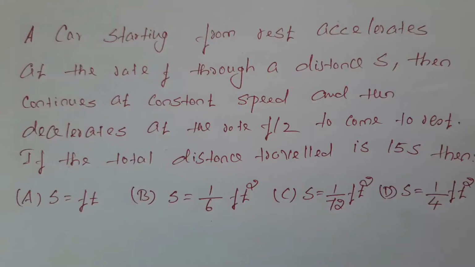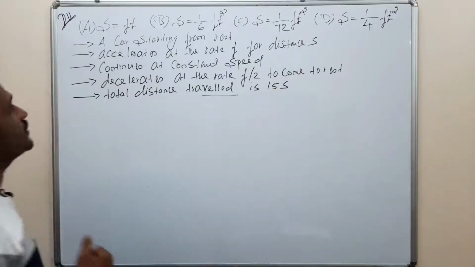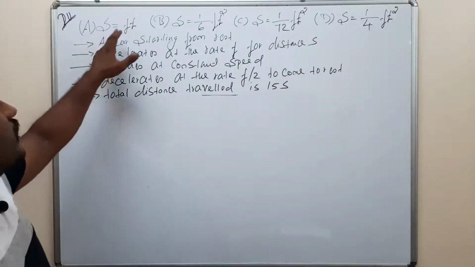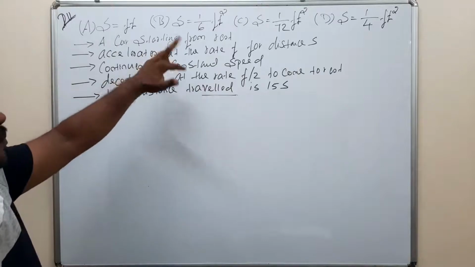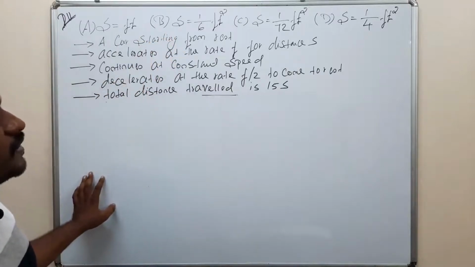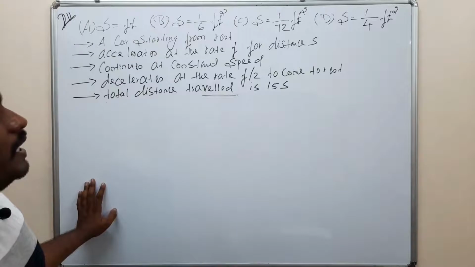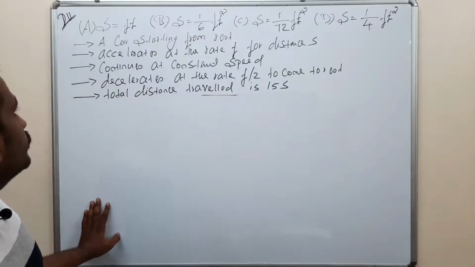So problem: a car starting from rest accelerates at the rate f through a distance s, then continues at a constant speed and then decelerates at the rate f by 2 to come to rest. The total distance traveled is 15s. Then, listen here, these are the four options given for this question. S is equal to ft, S is equal to 1 by 6 ft square, S is equal to 1 by 72 ft square, and S is equal to 1 by 4 ft square.